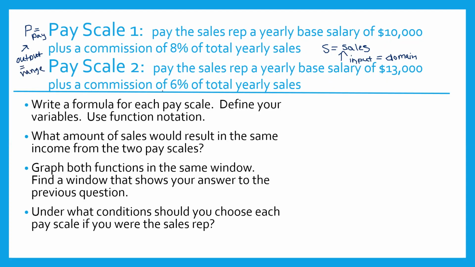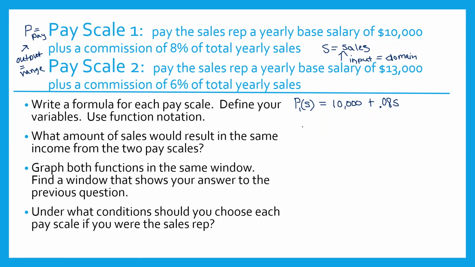So as I start my formula, my pay is based on the sales made, so that's a function P of S. This is for pay scale 1, so I'm going to put a subscript 1. And they told us that that is where you get $10,000 plus 8%. I do have to change that percent to a decimal. So I'll take 8, divide by 100 on my calculator, 0.08, and then multiply that times the sales figure to calculate the pay.